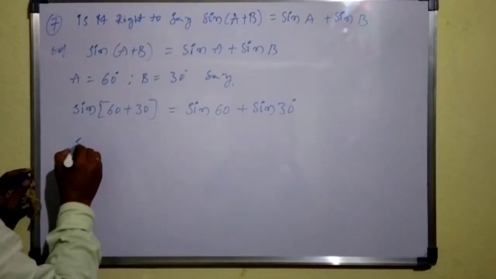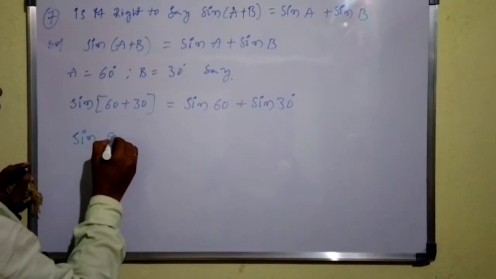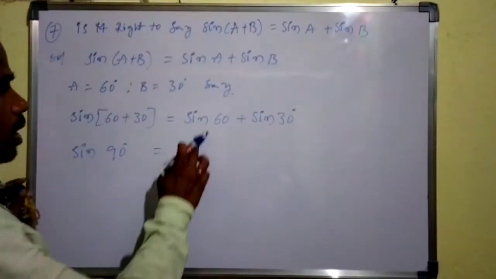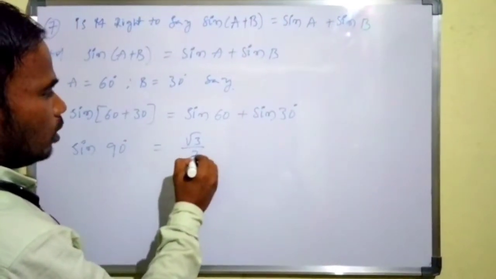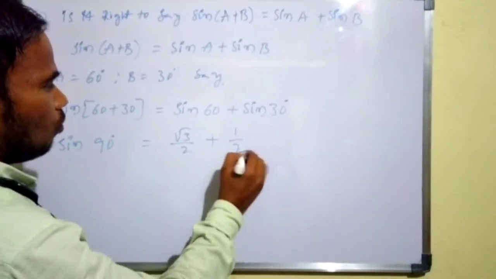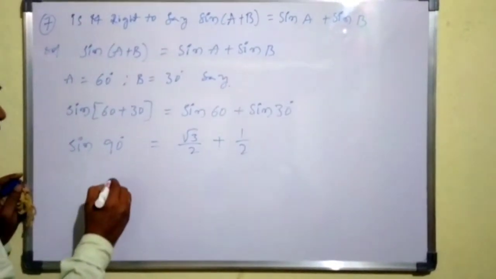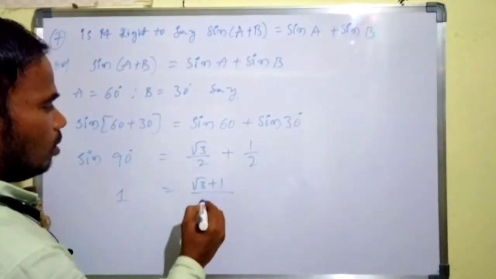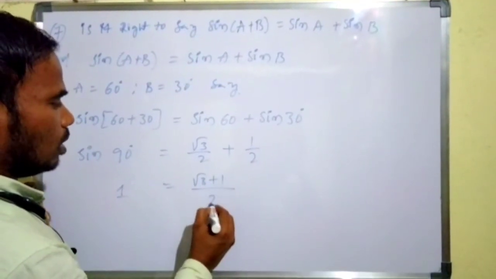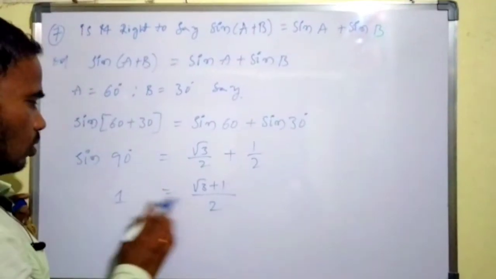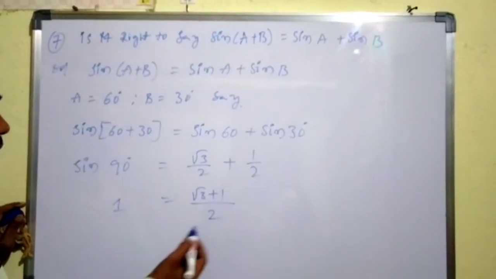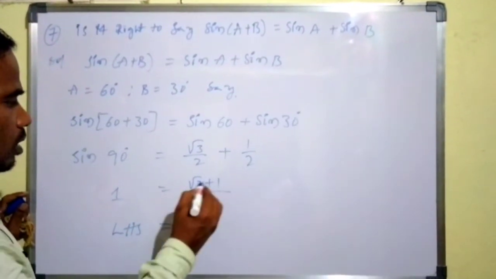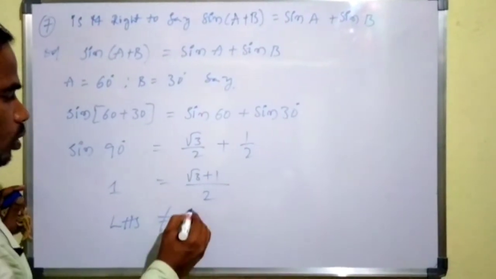So sine of 60 plus 30 is sine 90 degrees. Sine 60 is root 3 by 2 plus sine 30 is 1 by 2. Sine 90 is 1. So the right side is root 3 plus 1, denominator 2, since both denominators are the same. So LHS is 1 and RHS is root 3 plus 1 by 2. Both are not equal.